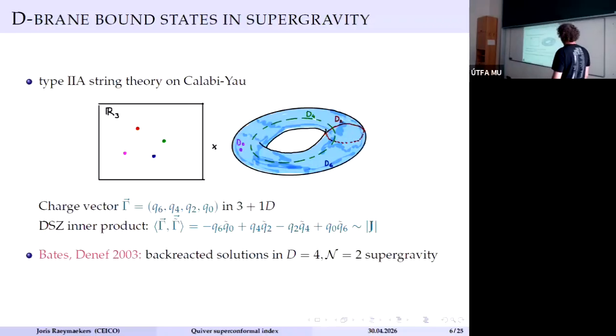So, D-brane bound states in supergravity. The setting is we look at type IIA, say, compactified on a Calabi-Yau. This donut is supposed to be a Calabi-Yau. And we can wrap branes of various extensions along the cycles of this Calabi-Yau: D6 branes, D4 branes, D2 branes, D0 branes, in such a way that they are point-like in the three non-compact spatial directions. So you can label these by a charge vector.